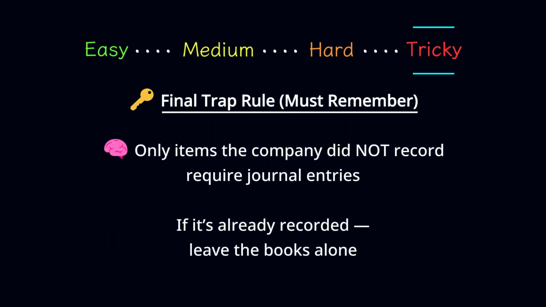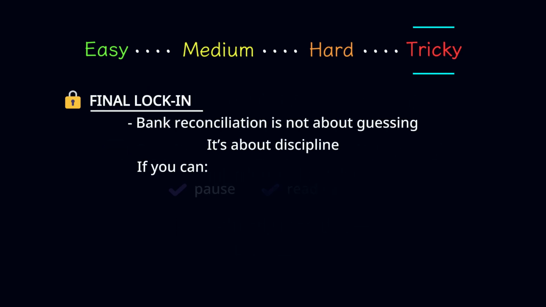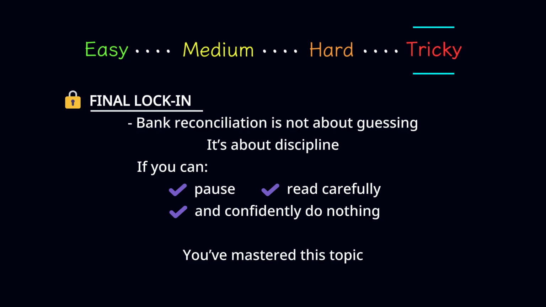Here's the final trap rule that saves grades. Only items the company did not record require journal entries. If the company already recorded it, leave the books alone. If you remember just one thing from this topic, remember this. Bank reconciliation is not about guessing. It's about knowing when not to touch the books. And if you can confidently do nothing when nothing is required, you've mastered it.